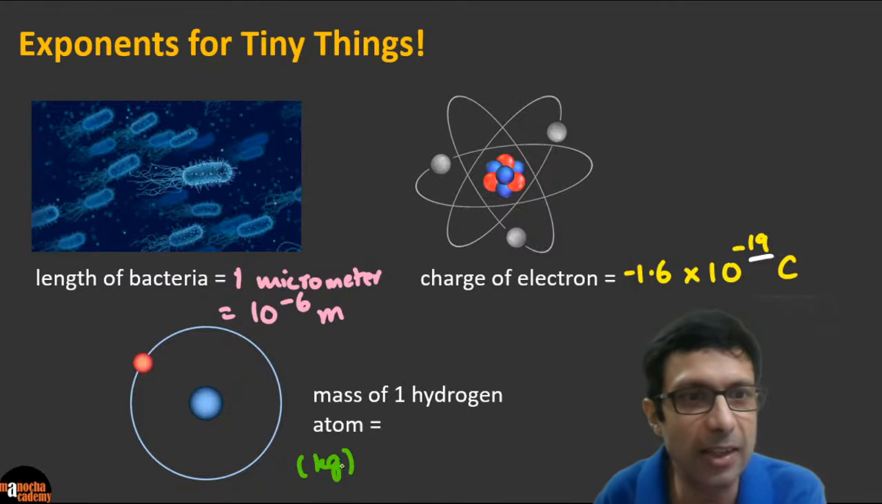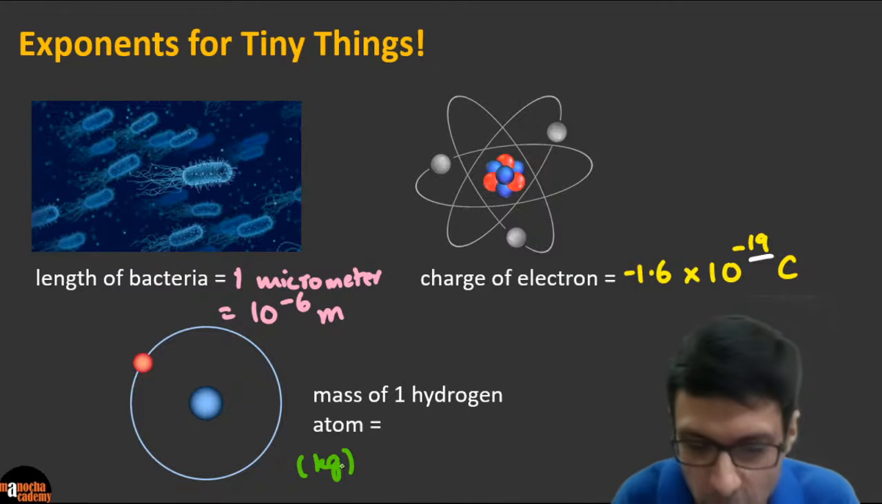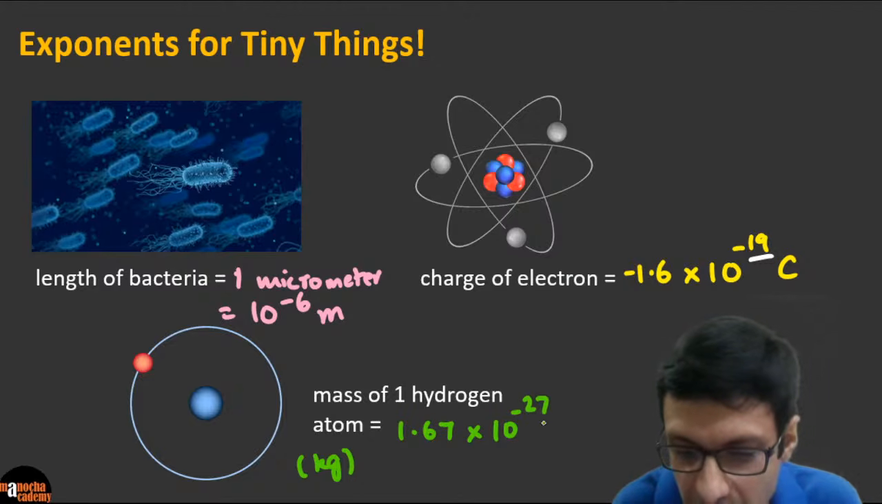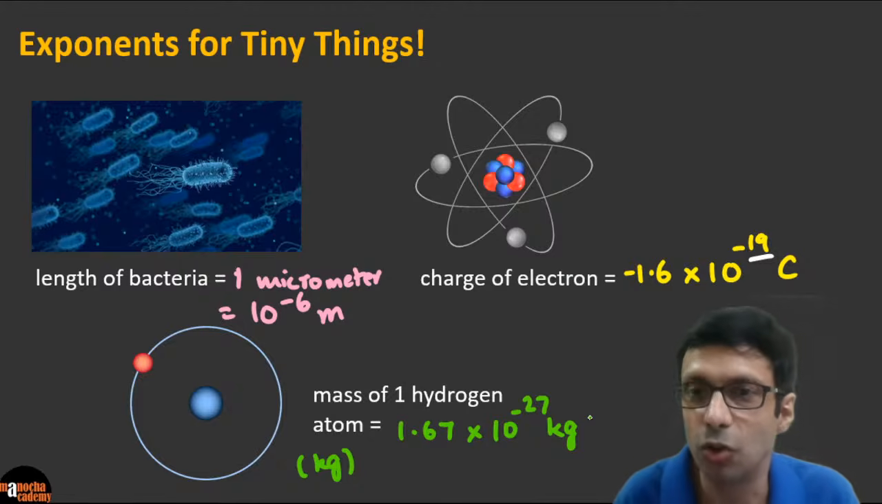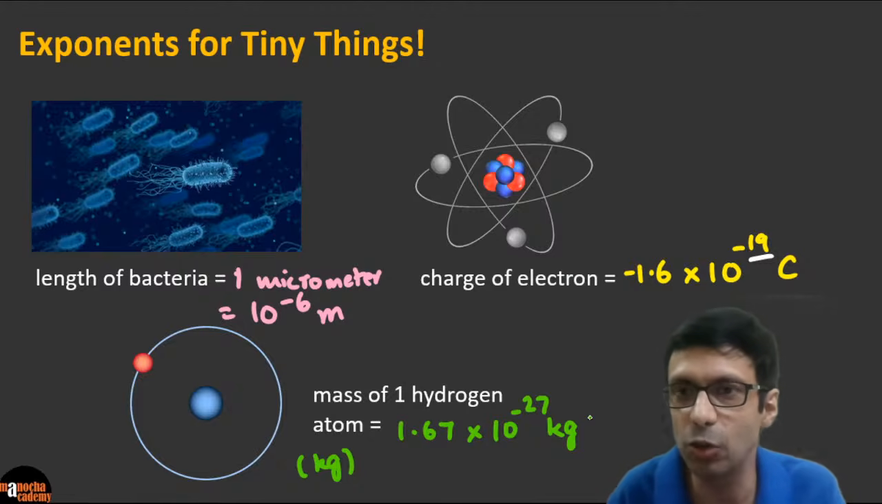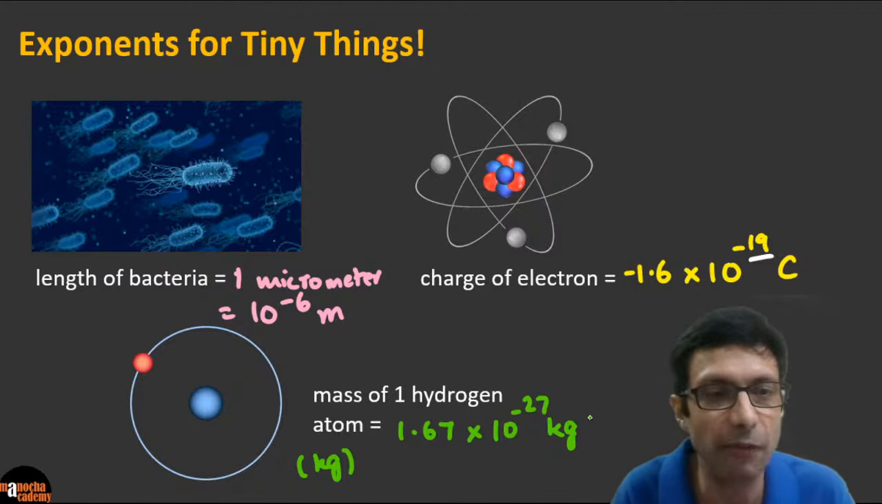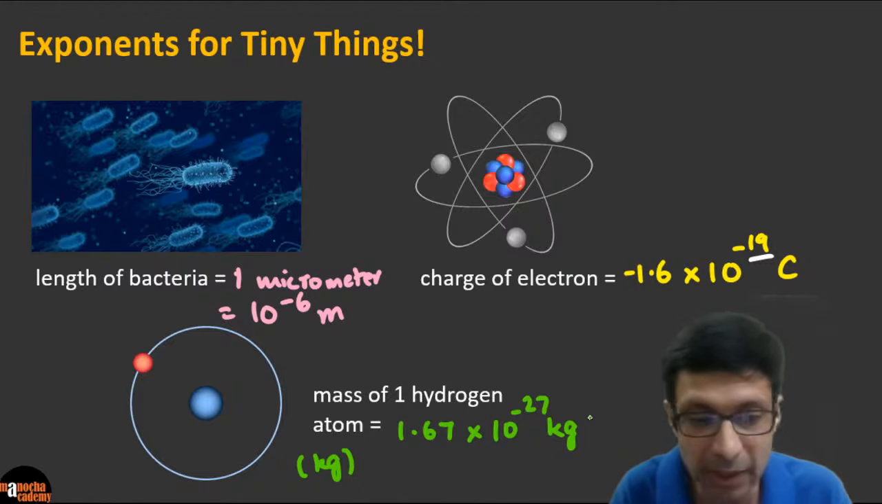Very good. I see again Sapna has the right answer. She's saying in grams. So I'll write it in kgs here. So 1.67 into 10 to the power minus 27 kg. Okay. So it's a very small number, guys. Can you see that's 10 to the power minus these numbers? So this tells you that these numbers are very, very tiny. Okay. And it makes it very convenient.